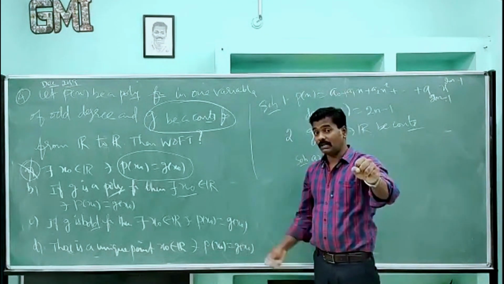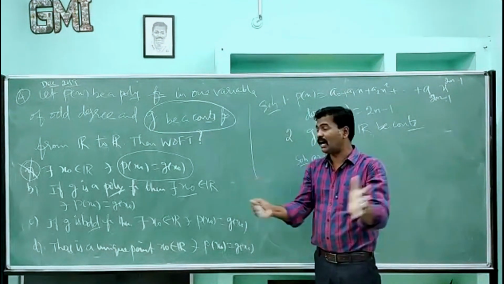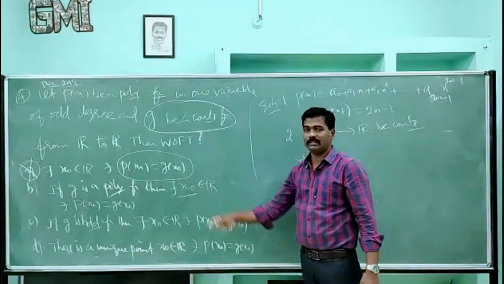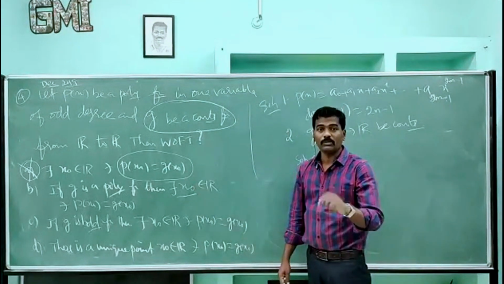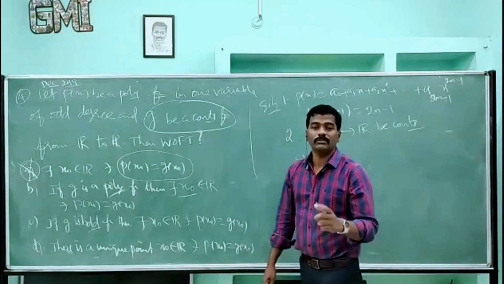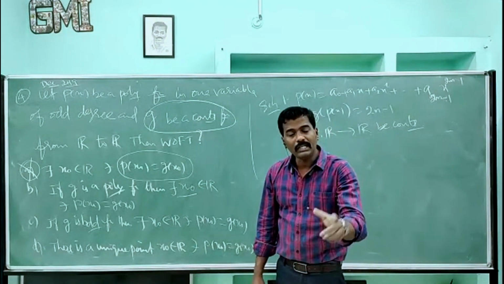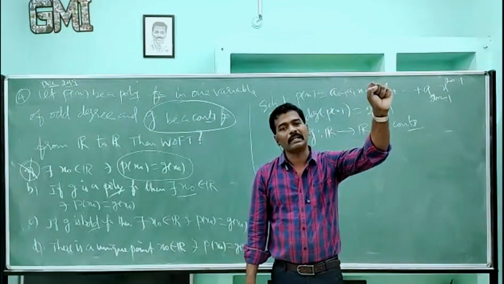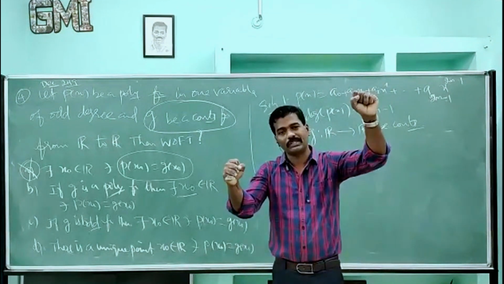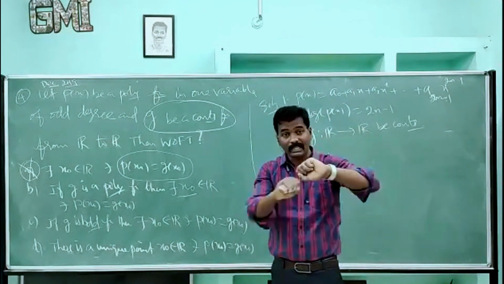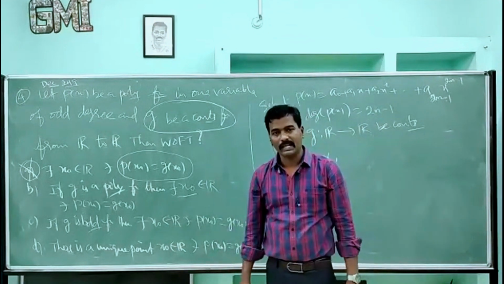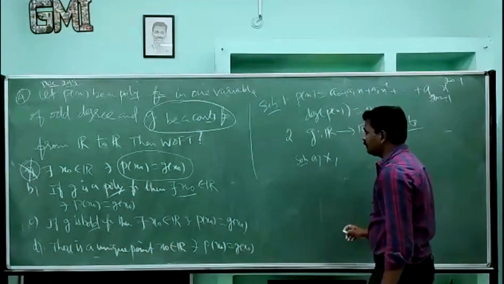Given any odd degree polynomial P and G any continuous function, always they have to meet at least one point. True means we have to prove. Suppose you feel option A is false, which means suitably you have to choose some odd degree polynomial and some continuous function. They never meet. Now I have to give an example.